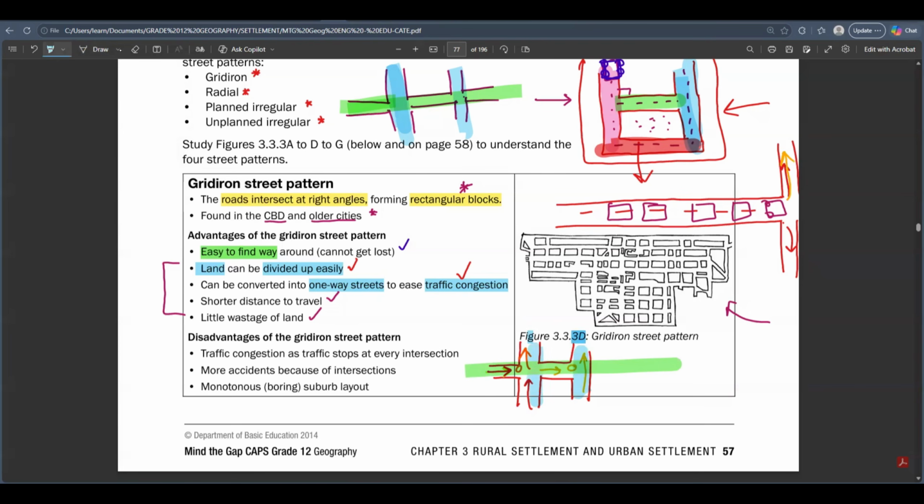So you are moving straight. When you want to move straight forward, but you are meeting roads that are vertical in this way, you have to stop every time to allow the other cars to pass through. So that will cause traffic congestion. But if you want to move to the other streets, it's very easy to just move. We won't have any traffic there. So traffic congestion happens as the traffic stops at every intersection. At each and every intersection there's going to be a traffic light to stop the traffic from moving. And then the other risk: more accidents because of these too many intersections.